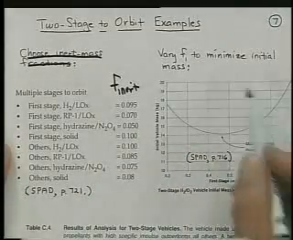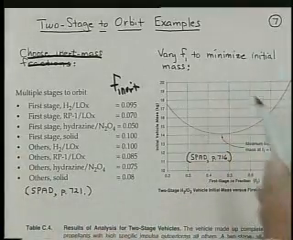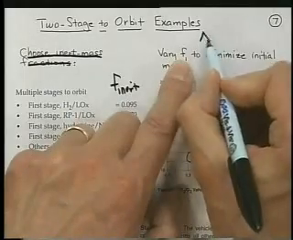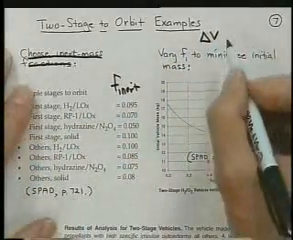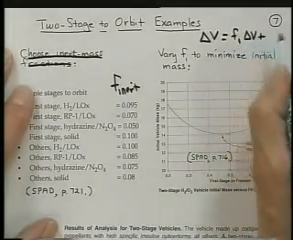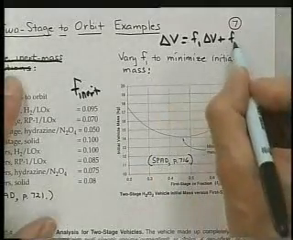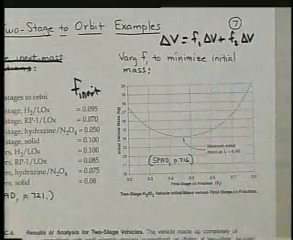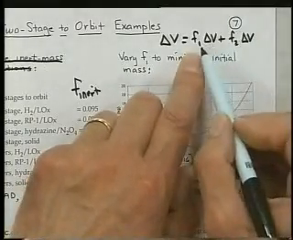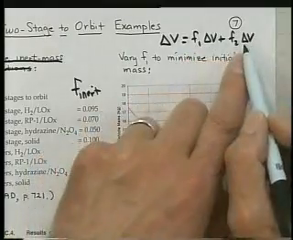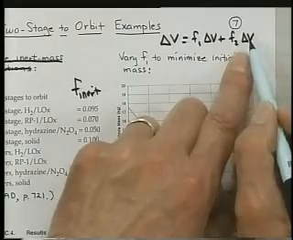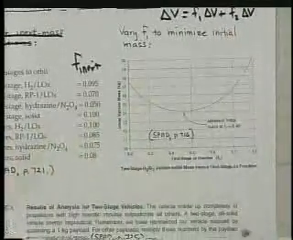Now remember that when you have a two-stage, what you have to do is look at the breakdown of the delta V. All right, so the delta V will be composed of f1 times delta V plus f2 times delta V. Delta V is the total. And so if you devote a certain fraction, say 0.46, to the first stage, then the remaining fraction, 0.54, will be devoted to achieving this delta V in the second stage.